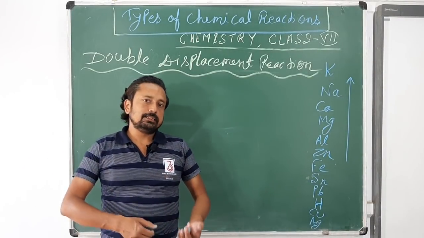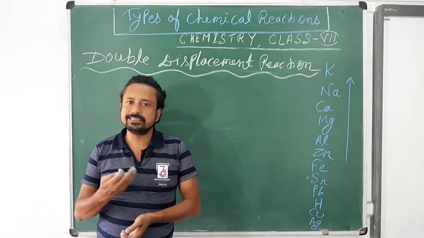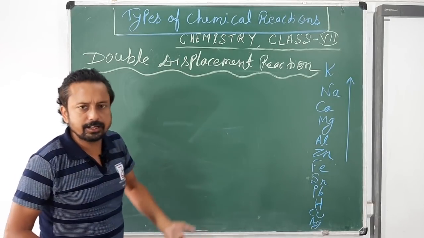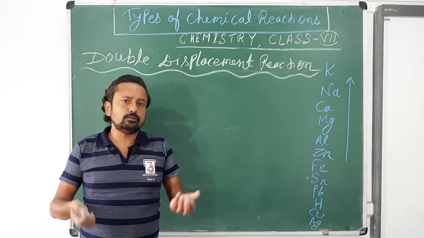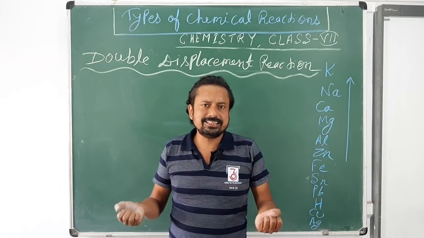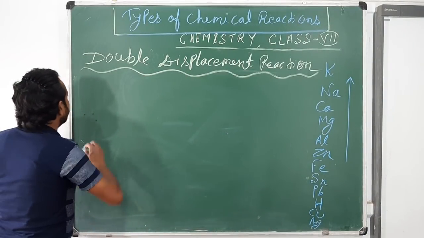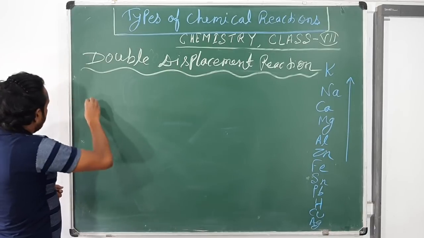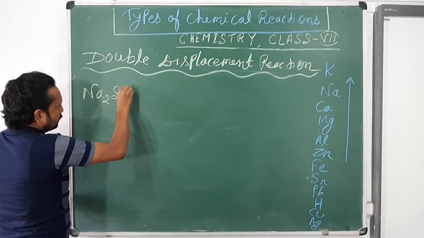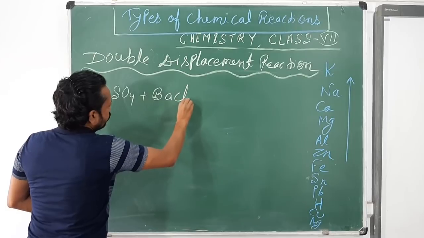Double displacement reactions are those chemical reactions in which two salts just interchange their ions. So these are called double displacement. यानी वही displacement यहाँ पर भी होता है, लेकिन यहाँ पे दोनों ही salt होते हैं, इसमें कोई भी metal नहीं होता है. And these two salts just interchange their ions. So what is the meaning of interchanging of their ions? Suppose we use sodium sulfate solution, Na2SO4, and barium chloride solution, BaCl2.